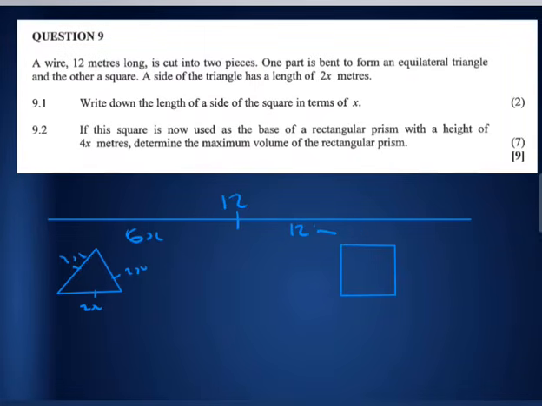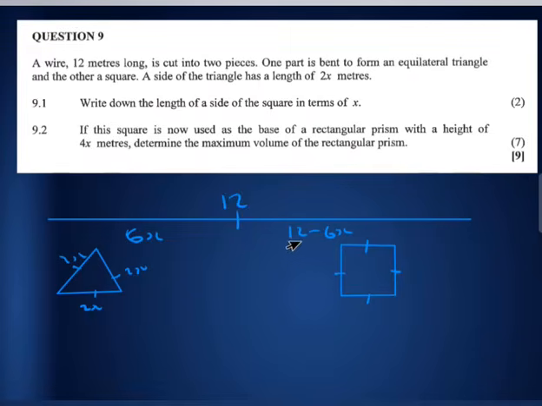So we're going to have 12 minus 6x. All right, great. So that's what we have. Write down the length of a side of the square in terms of x. So now we have this part, right? Whenever you've got this part, notice it's a square. Because it's a square, it means that we can just divide by 4.